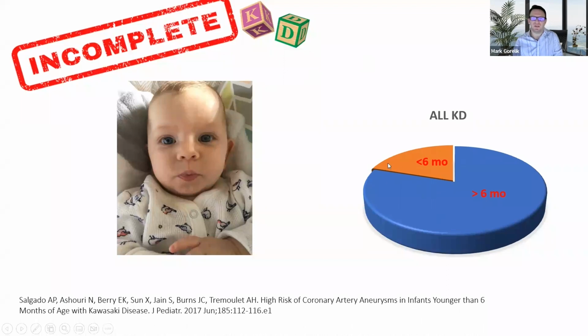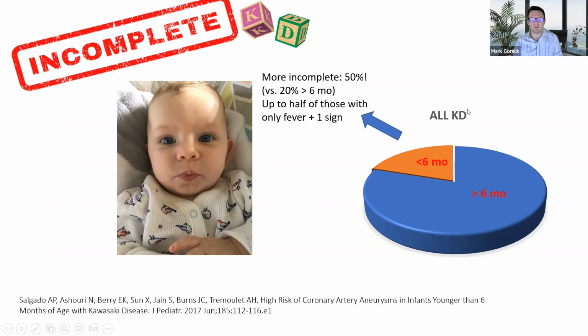And it tends to be that the rate of incomplete Kawasaki disease is higher in kids who are very young, under 6 months of age. In some cases, there have been some studies suggesting that little infants under 6 months of age might only have prolonged fever and are subsequently found to have coronary aneurysms, suggesting that they did have Kawasaki disease, even though they had none of the other features. And so prolonged fever is one of the reasons to get an echocardiogram in a young infant, like 6 months of age.